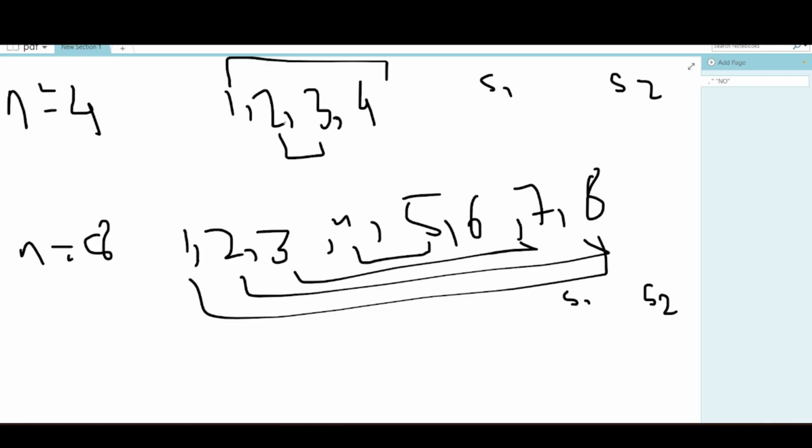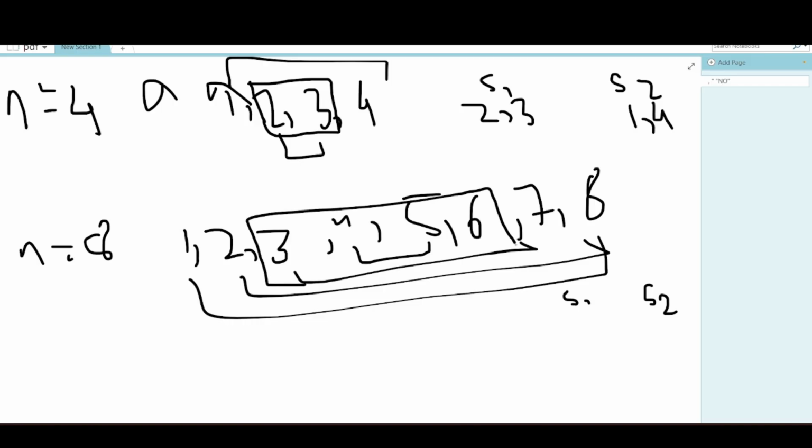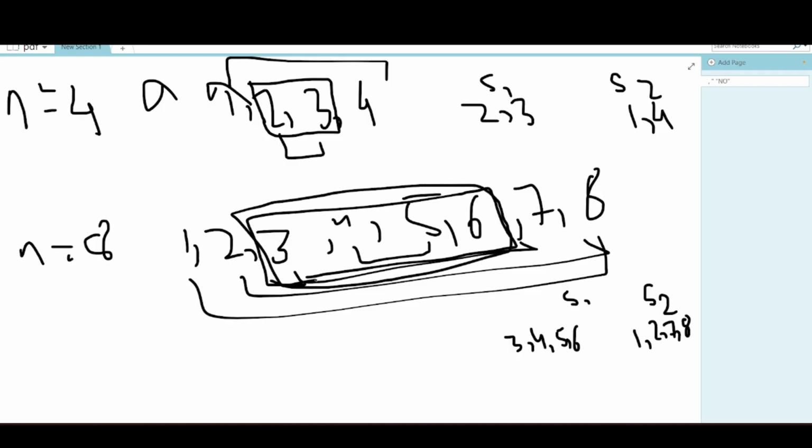Now the pattern which we need to notice: for n equals 4 I would prefer to keep 2, 3 in one set and 1, 4 in the other set, since none other sets were possible, so that is not a good test case. Let me talk about n equals 8. I will always prefer to keep the numbers 3, 4, 5 and 6 in set 1, and 1, 2, 7, 8 in set 2. This is because 3, 4, 5 and 6 is a continuous series.